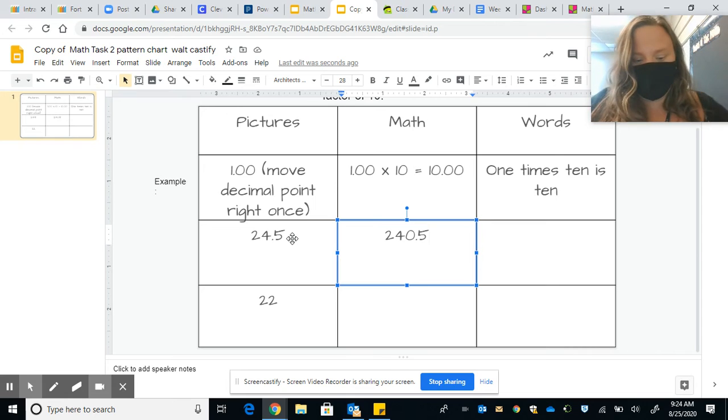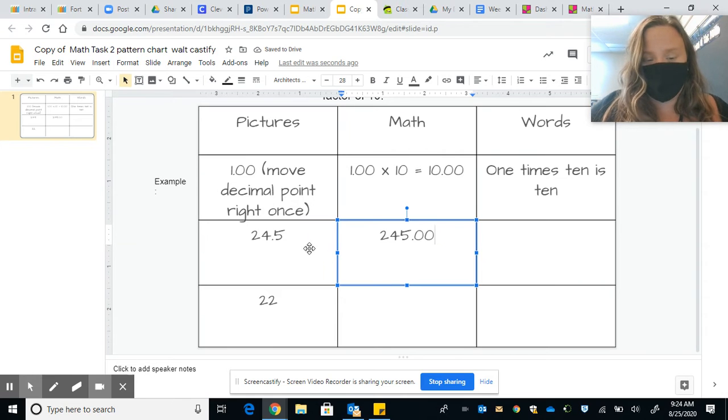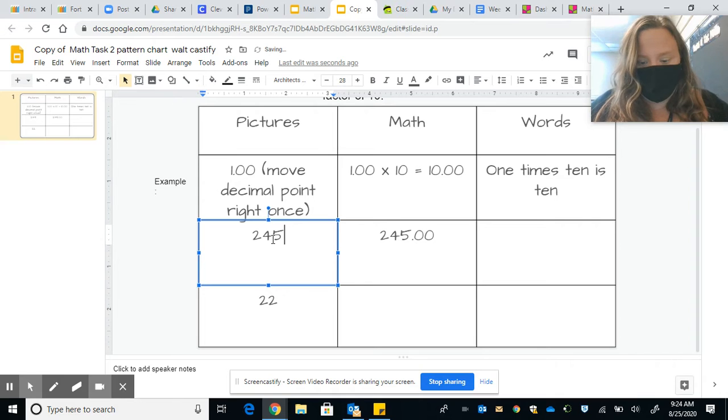Okay, Jade got 245. That is the correct answer. When you're increasing a number by a factor of 10, if you multiply 24.5 by 10, you move the decimal place over 1 to the right, which means you take the decimal point and move it here, and it becomes 245.